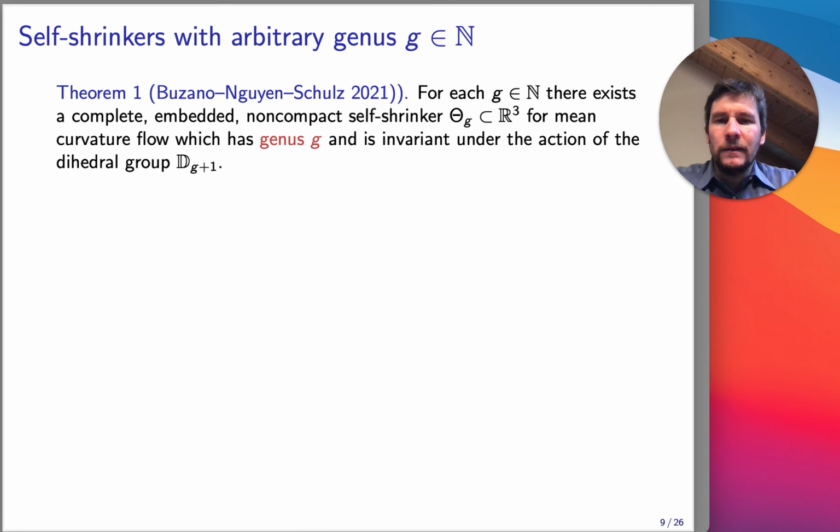Our first result, theorem 1, says that for every genus G, so every natural number, starting at 1 and including 2, for which so far nobody has found a self-shrinker of genus 2, there exists a complete embedded non-compact self-shrinker phi G with genus G. Okay, and this in addition is invariant under the action of the dihedral group D_{G+1}, so that's the symmetry group of the object.